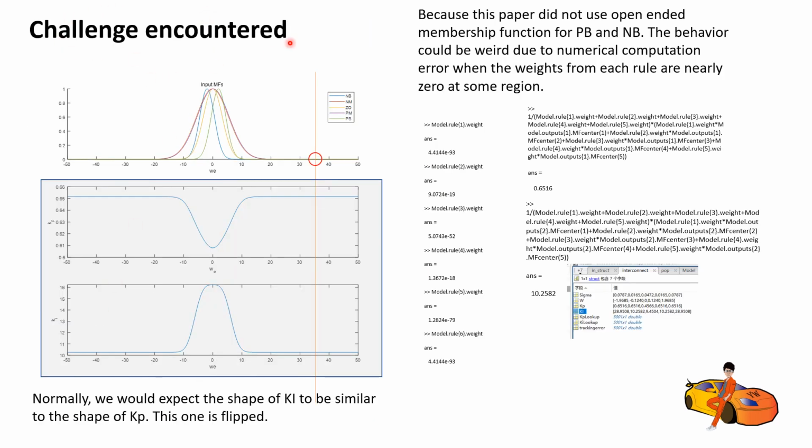And another challenge encountered is the paper used Gaussian membership to create all the membership functions, and the negative big and positive big are not open-ended functions. So when you evaluate the weights at a certain point, it could become numerically difficult to compute because these numbers get so small.